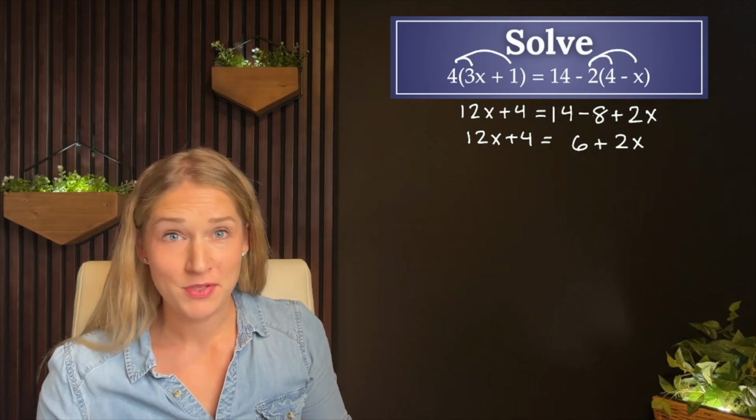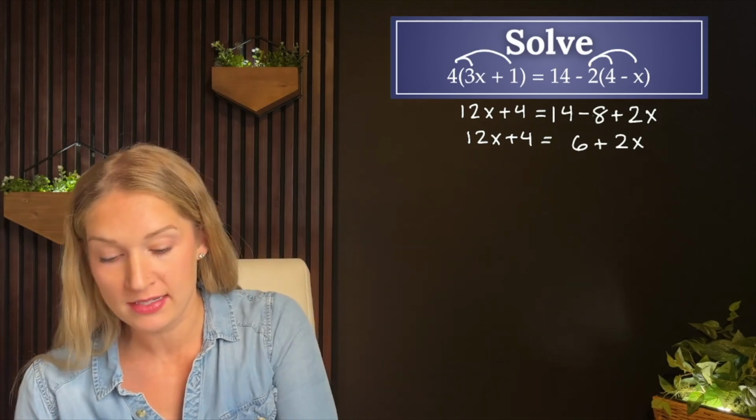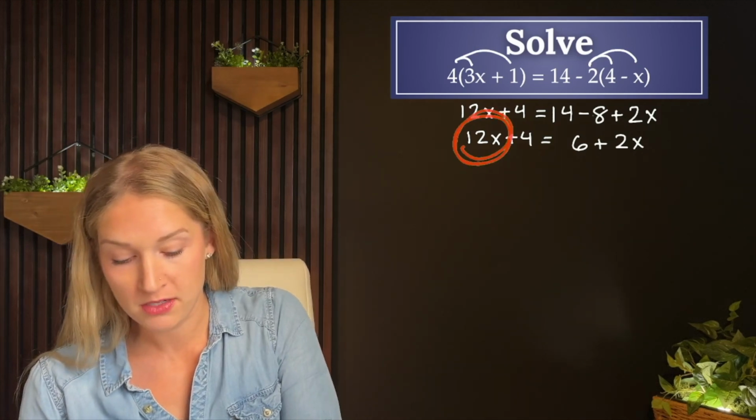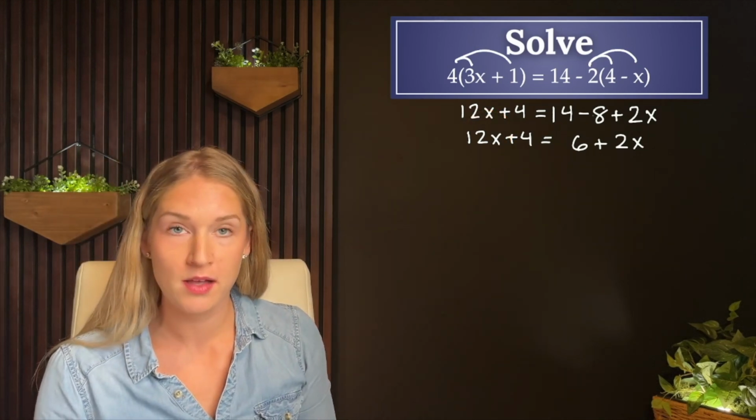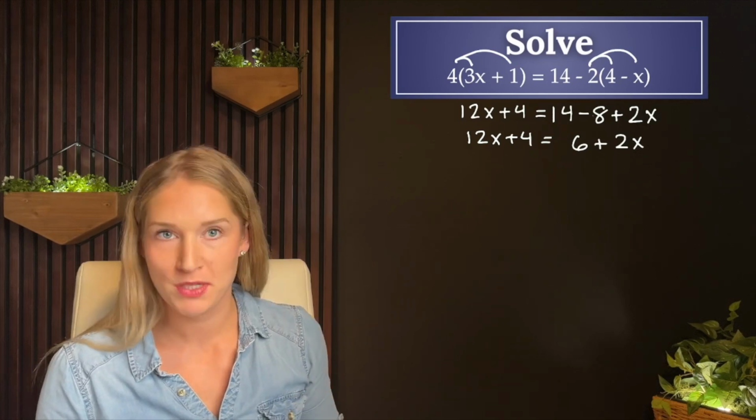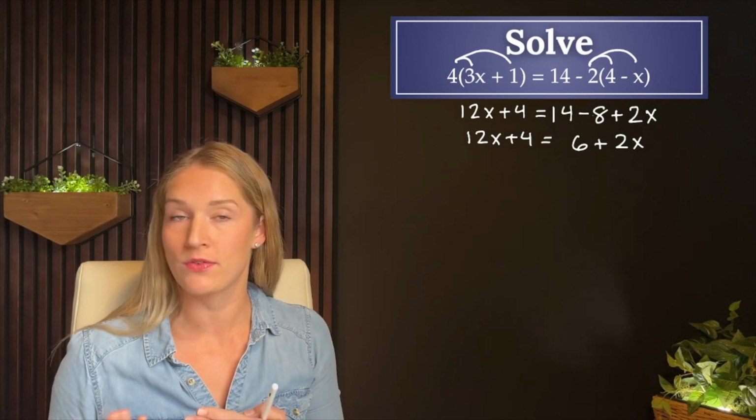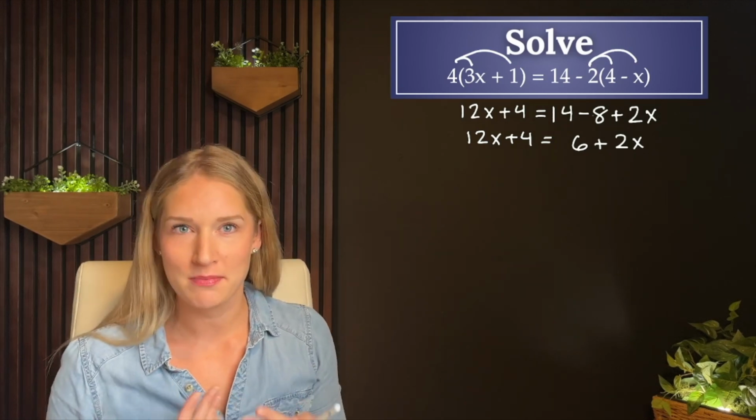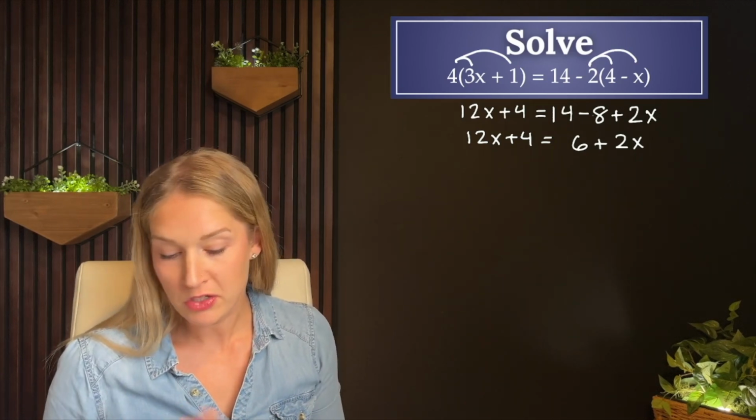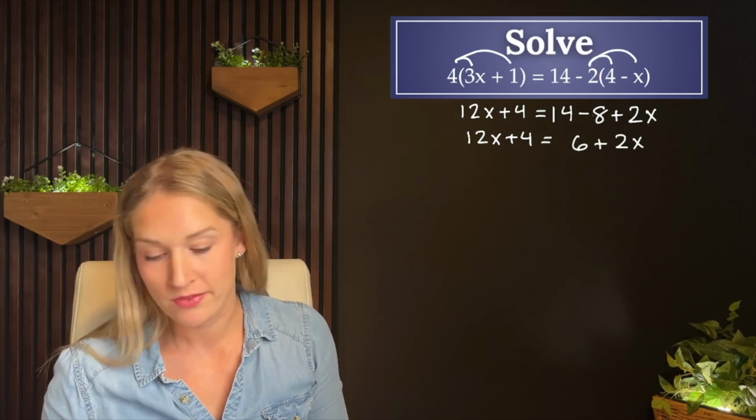Generally, we like to keep the variables positive, so I'm going to find the bigger one. Here's my bigger coefficient, positive 12, and I'm going to move the smaller one to be with the bigger one. You could also, if you like, just get everything over to the left-hand side. It doesn't really matter, but it's generally a good practice to just keep the variables positive if you can.